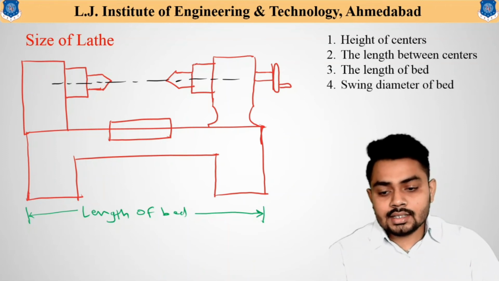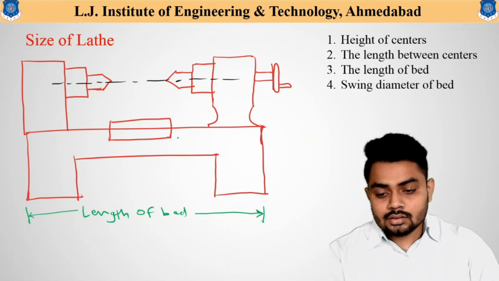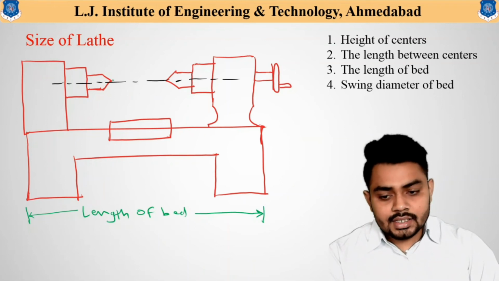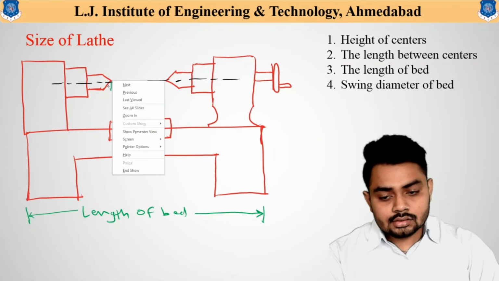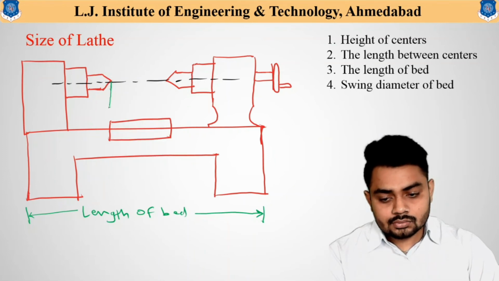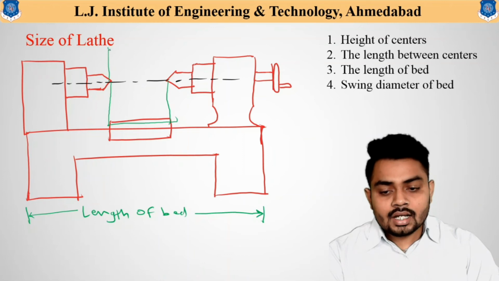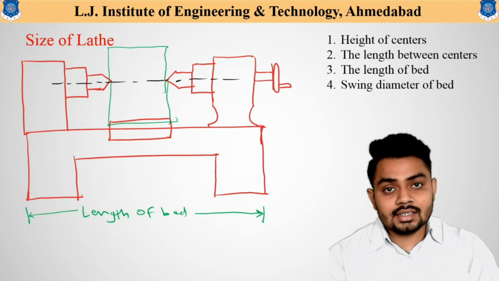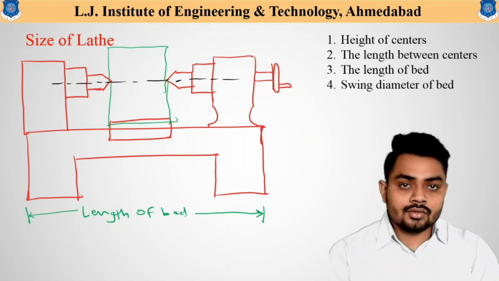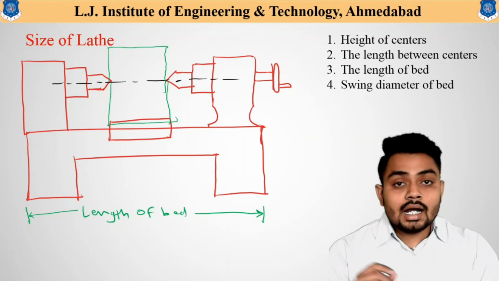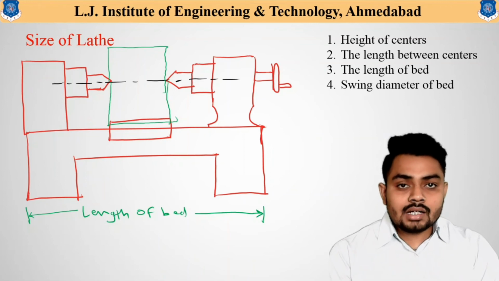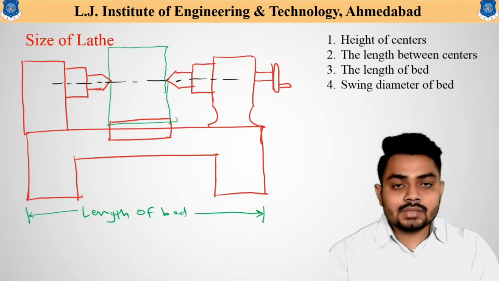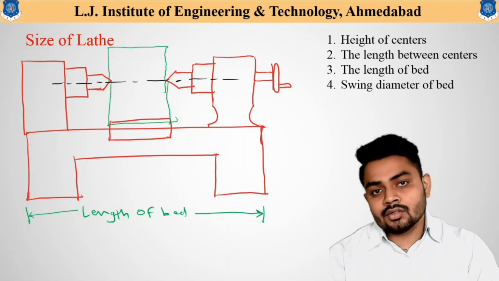Now the next one, that is the swing diameter of the bed. You can understand easily. Look over here, from the tip of the centers up to the bed end, how much diameter of the workpiece can be held between these centers, this can be understood by the swing diameter of the bed. That means the diameter of the workpiece that can be adjusted in this lathe machine, that we can understand from the swing diameter of the bed.